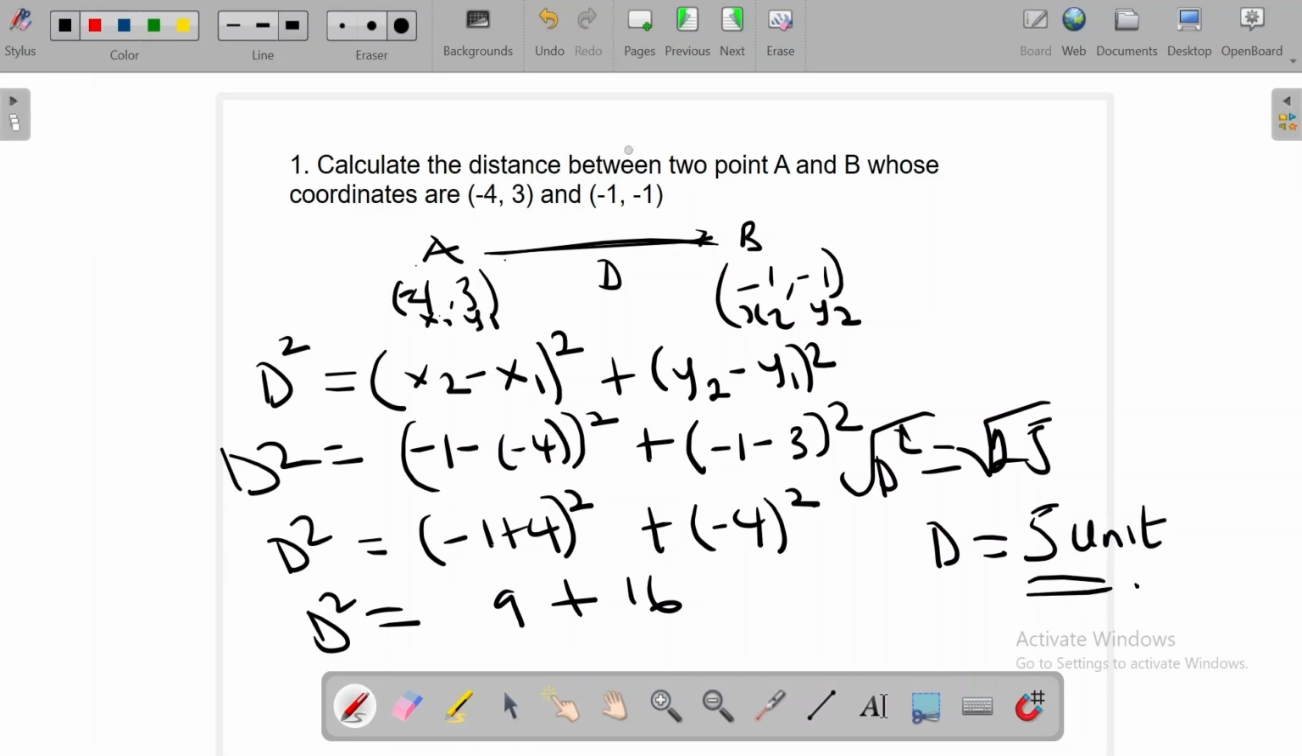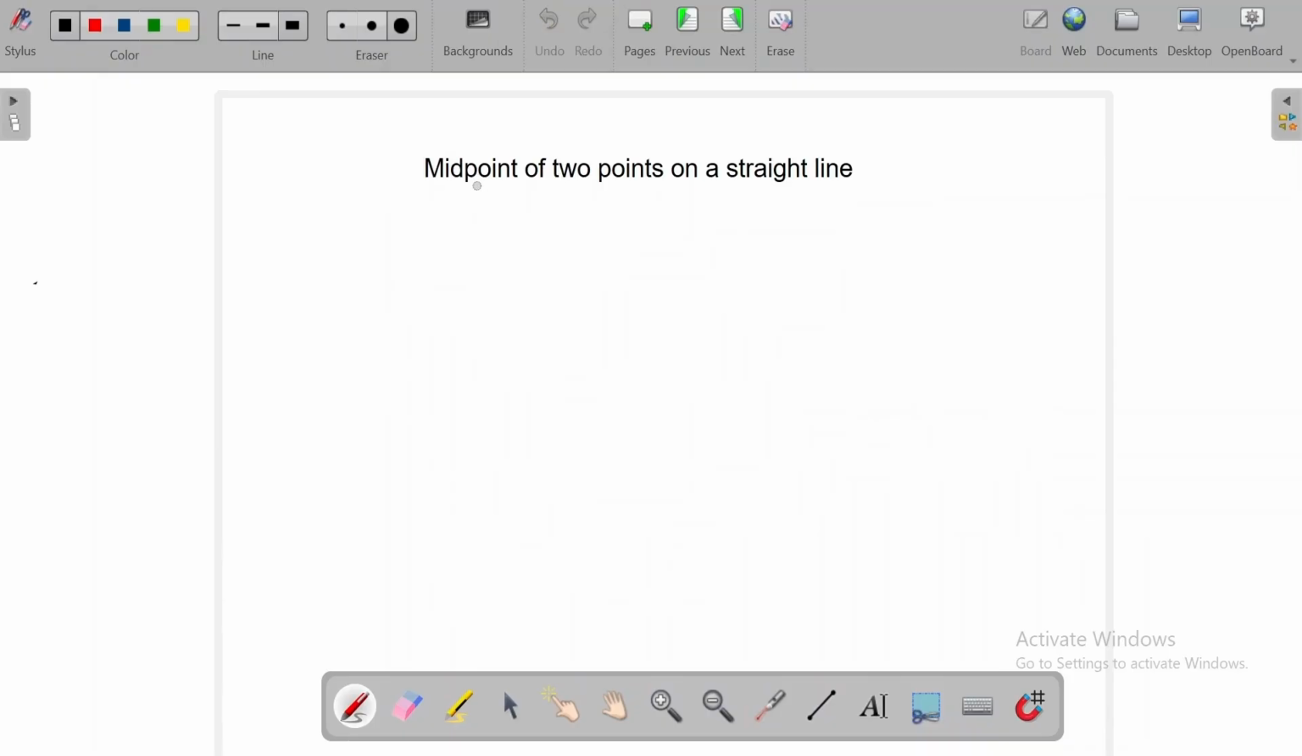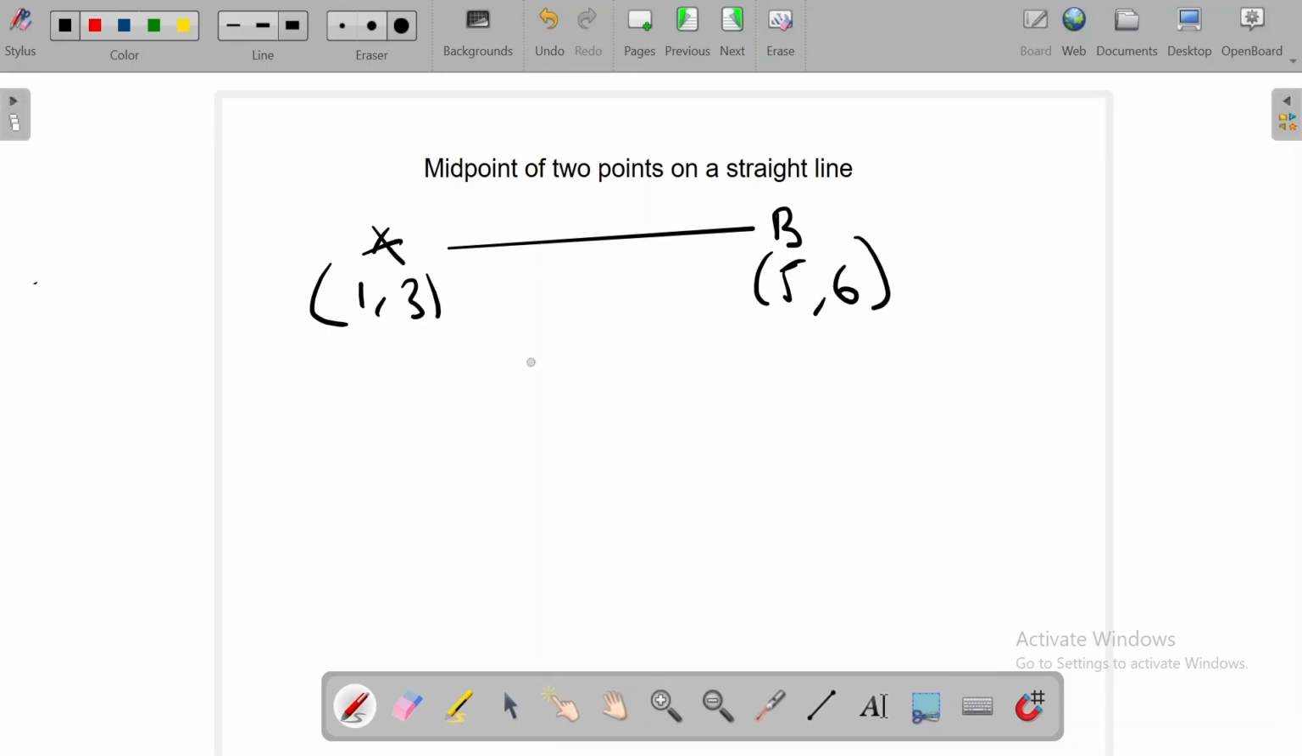And you're done. If you move to the next, midpoint of 2 points on a straight line. You have point A as well. I can call this 1, 3, and you have point B. I can call this 5, 6. So this is one coordinate, this is another coordinate. The midpoint is simply the center of the line.